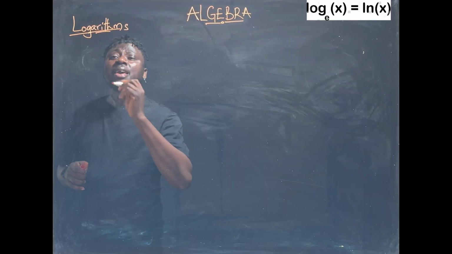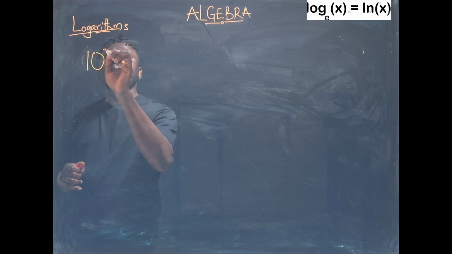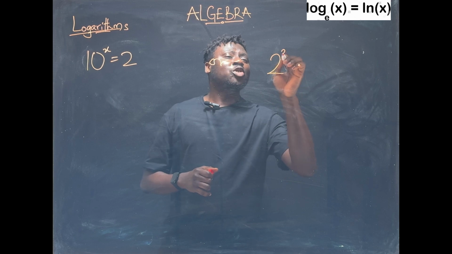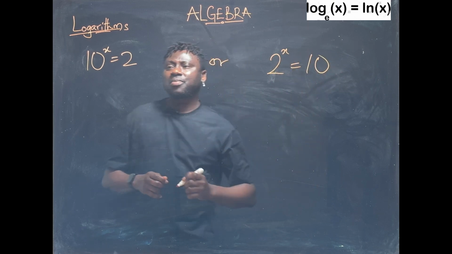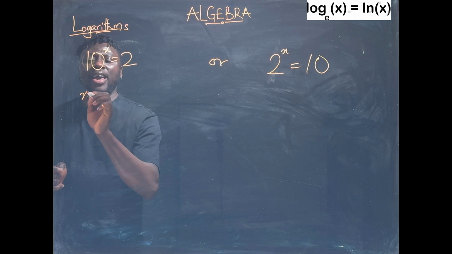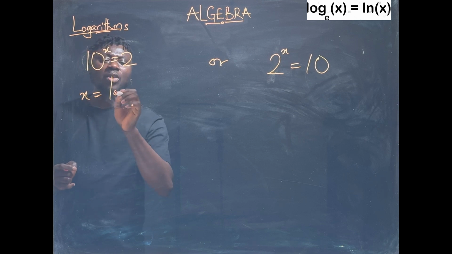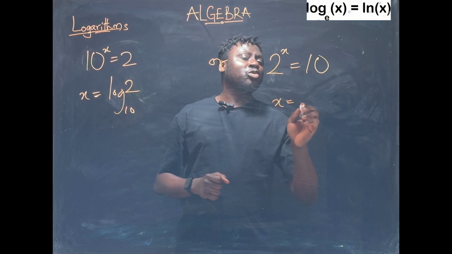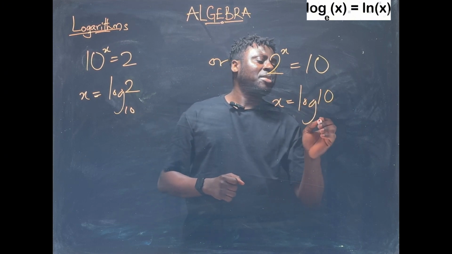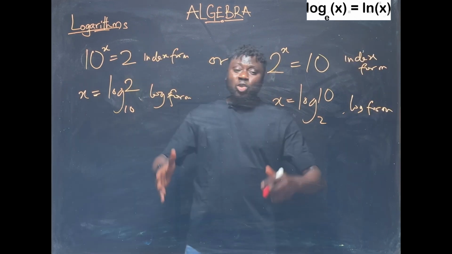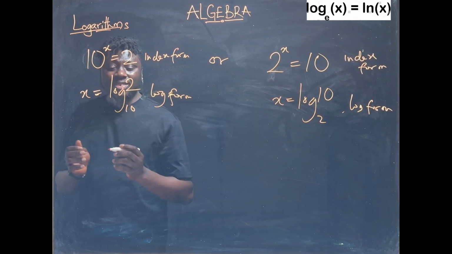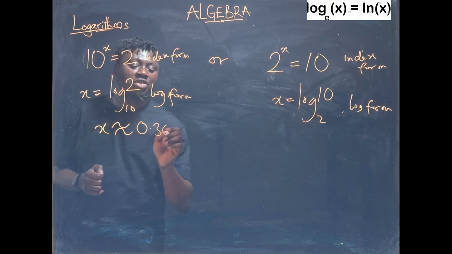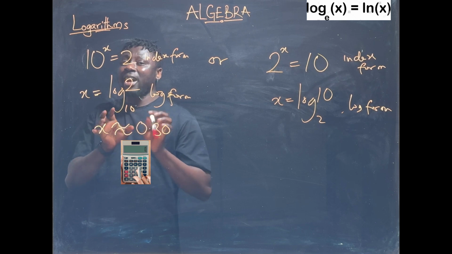Also, if we say 10 raised to power x is equal to 2, or 2 raised to power x is equal to 10, then x is equal to log 2 base 10 and x is equal to log 10 base 2 respectively. To express this further, we can say x is approximately equal to 0.30 if we punch that in the calculator.